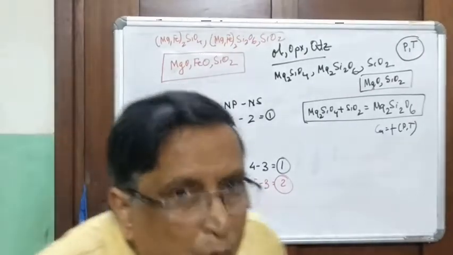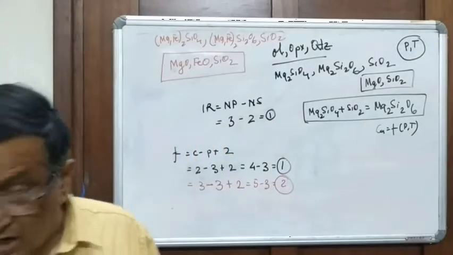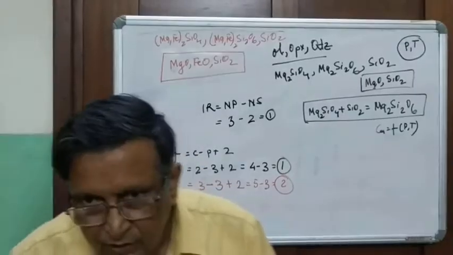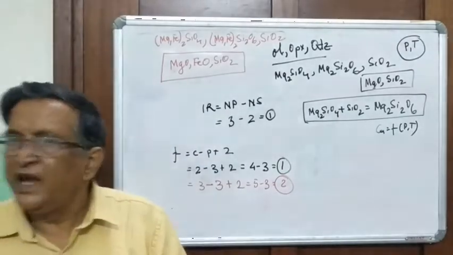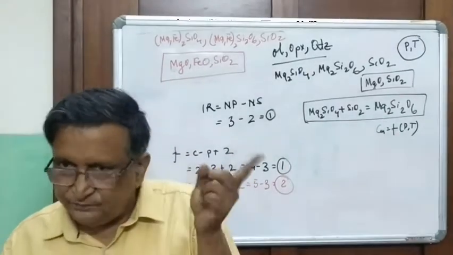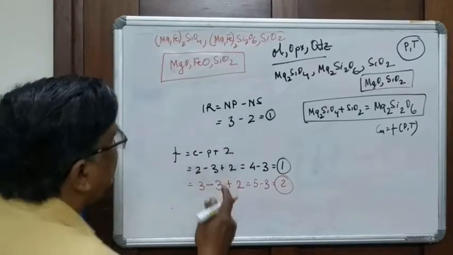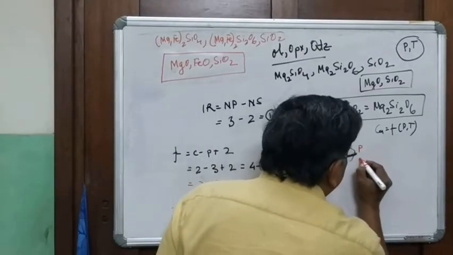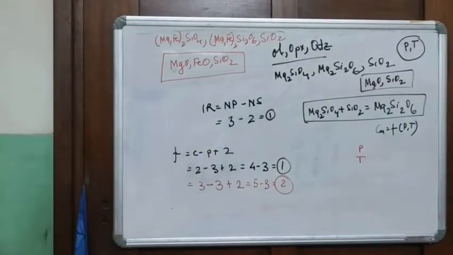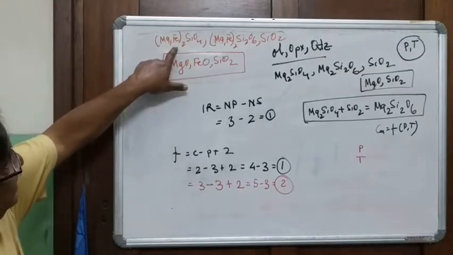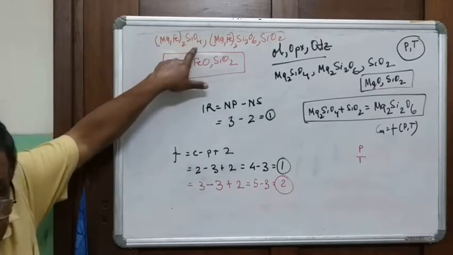Now, the question: what are the metamorphic variables? What are the variables that we're looking for? As I told you before also, pressure and temperature are two variables. So let's write it down here: we have pressure and temperature. These are the two metamorphic variables. What are the other variables? Say, for example, here, for olivine, it's (Mg,Fe)2SiO4.